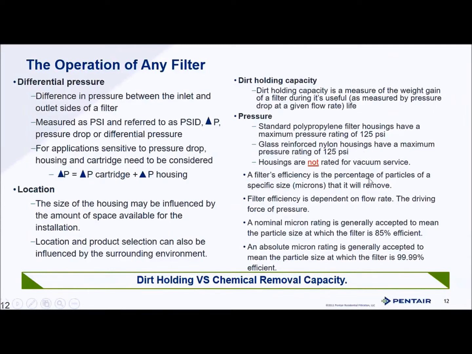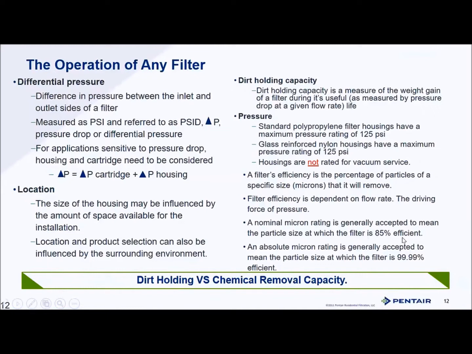Filter efficiency is the percentage of particles of a specific size in microns that will be removed. And this is important to understand. All the Pentek filters sold through general distribution are nominally rated filters. A nominal micron rating means that it will reduce that particle size. So if it's 10 micron, it's going to remove that at an 85% efficiency rating.